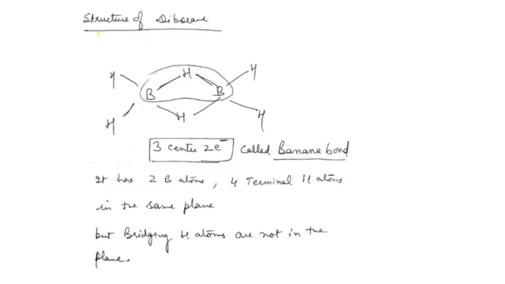So let's understand the structure of diborane. It has two boron atoms and four terminal hydrogen atoms which lie in the same plane.